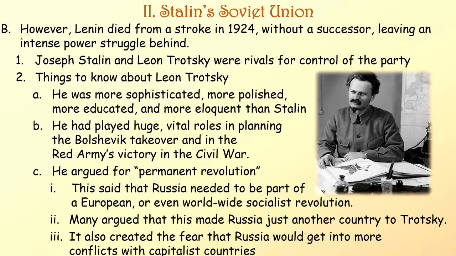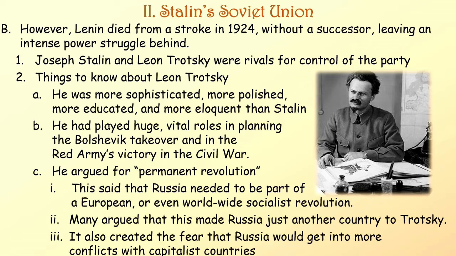However, Lenin died from a stroke in 1924 without a successor, leaving an intense power struggle behind. Joseph Stalin and Leon Trotsky were rivals for control of the party. Some things to know about Leon Trotsky. He was more sophisticated, more polished, more educated, and more eloquent than Stalin.